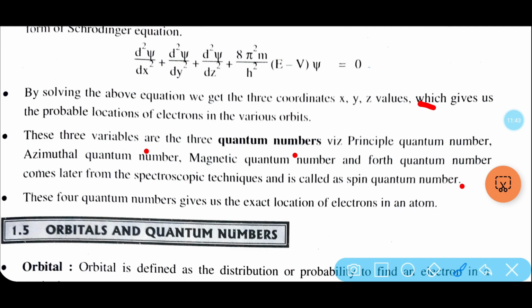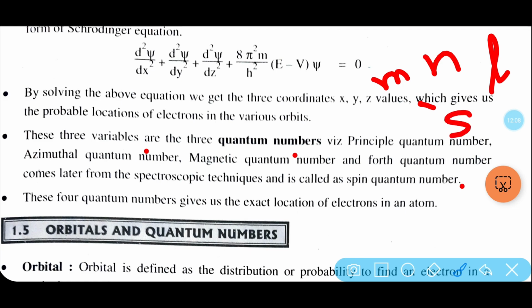That means the quantum numbers are: the principal quantum number, which is denoted by the symbol small n; the azimuthal quantum number, which is denoted by the symbol l; the magnetic quantum number, denoted by the symbol small m; and the spin quantum number, which is explained by the small s.